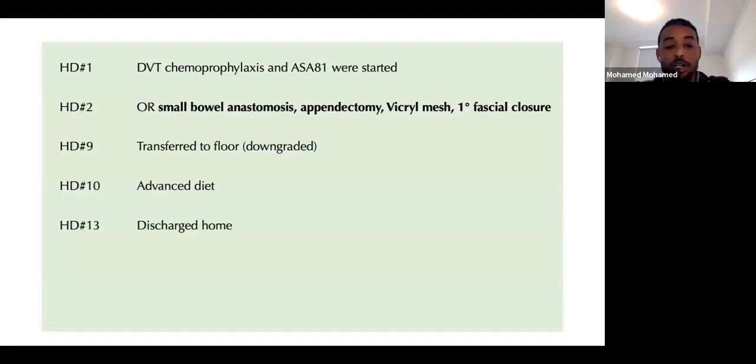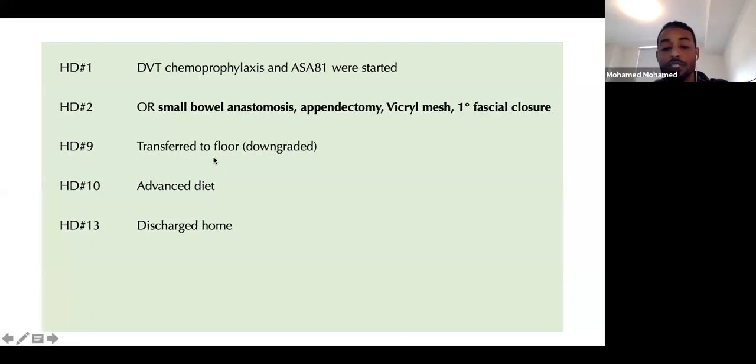Patient in hospital day 1 was started on DVT prophylaxis and aspirin 81. Then day 2, the patient was taken for the second look, a small bowel anastomosis. We did do an appendectomy because of the area of the anastomosis. We did place a piece of omentum, which I did not mention in the previous case, to buttress the repair between the artery, the right common iliac artery, and the IVC. We placed the Vitrol mesh and closed the fascia primarily.